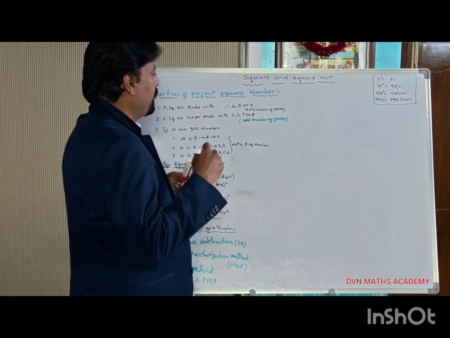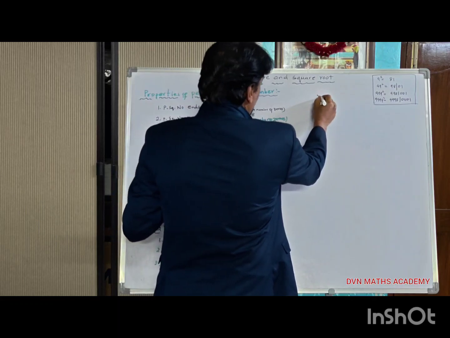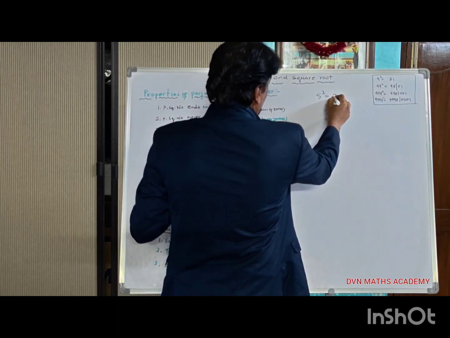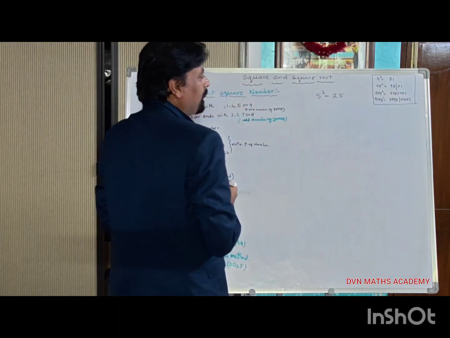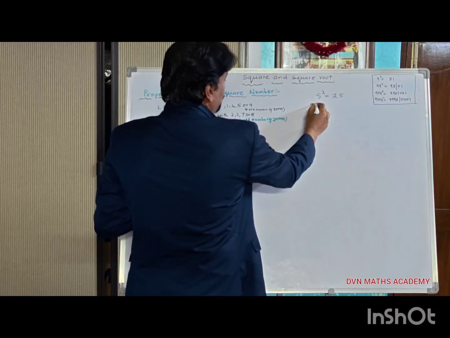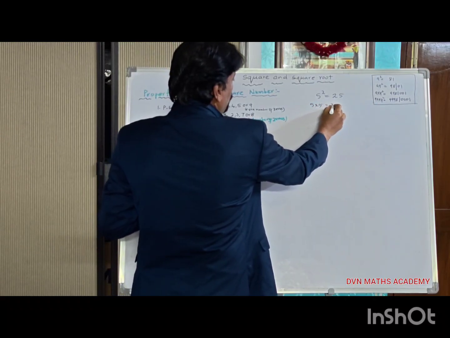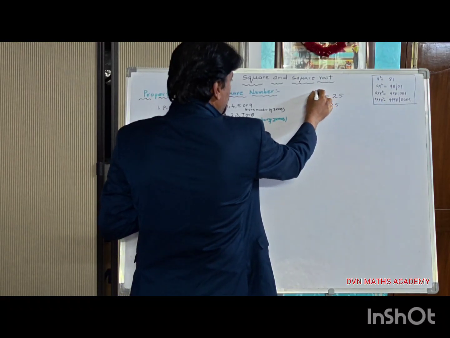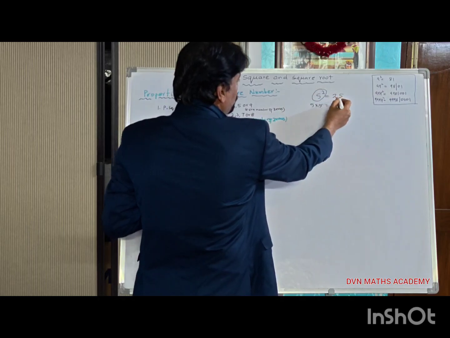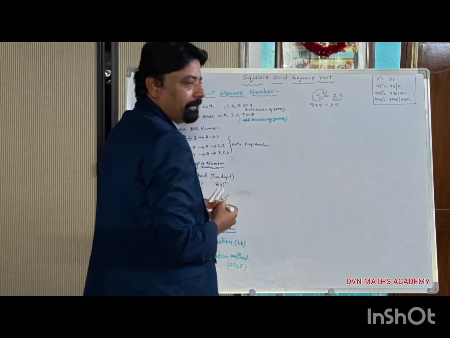So, for example, if I take 5 square, it is equal to 25. 5 square is nothing but the product of 5 into 5. So that is equal to 25. So this we can call 5 square. The value of 5 square is 25.